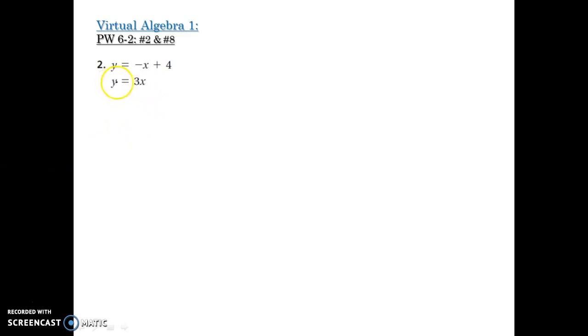So one way we could solve this system of equations is to say, well, I know what y equals: 3x. So I'm going to take that, and instead of writing a y in this equation, I'm just going to put the 3x right there because they're the same thing. So that looks like this. Instead of y equals negative x plus 4, I'm going to substitute something that y equals, which is 3x. So it's going to be 3x equals negative x plus 4.